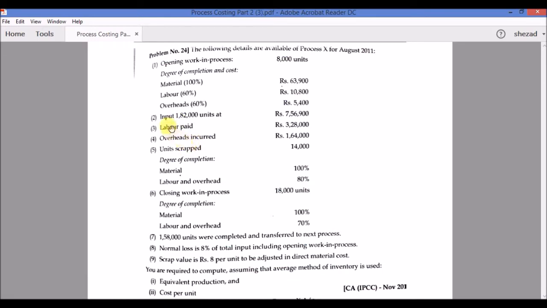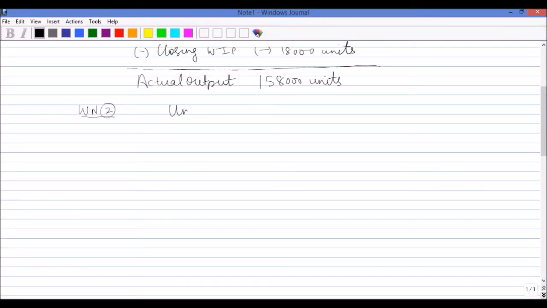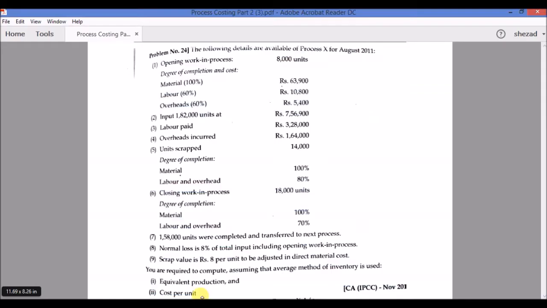So what is given to us is the units scrapped, and this is 14,000 units. Normally it should consist of normal loss, and it should consist of abnormal loss. So now I'm going further. Units scrapped is 14,000 units.